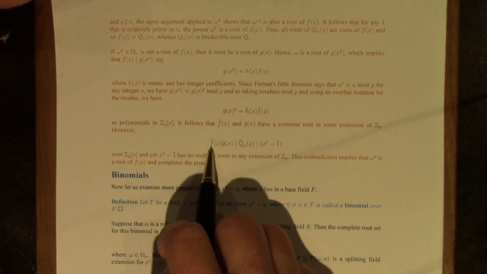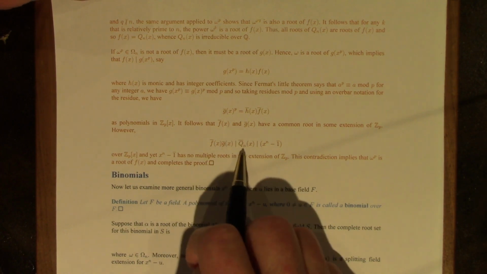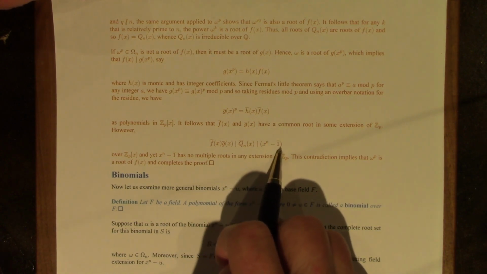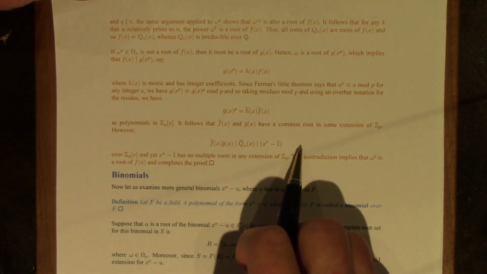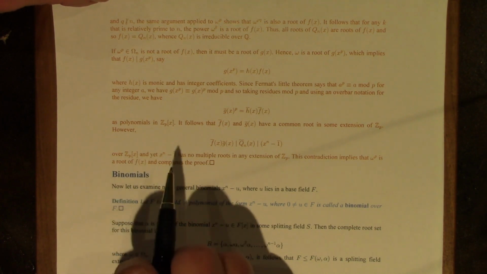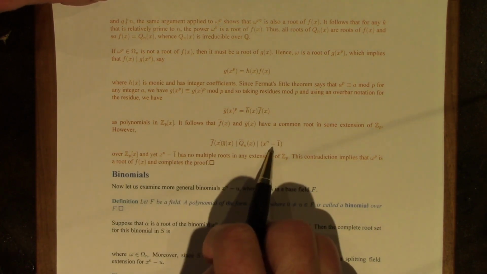But f bar g bar divides q_n bar, which divides x^n minus 1 bar. We're now dealing with polynomials in Z_p, so this is division over Z_p[x]. But this guy has no multiple roots in any extension of Z_p.